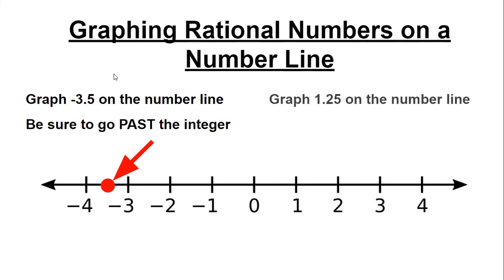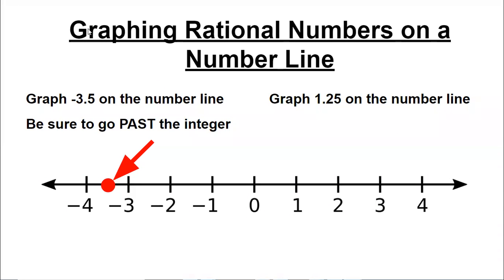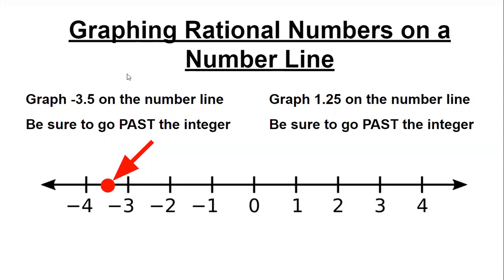Yay. Now we're going to graph 1.25 on the number line. So would 1.25 be here, somewhere in here, or somewhere in here? What do you think? Well, 1.25 isn't quite halfway between the numbers, right? So be sure you're going past the integer. The integer is the 1 part. Be sure to go past the 1 part. How much past do we go? We go enough past it to be a quarter past it, because 0.25, think of quarters.